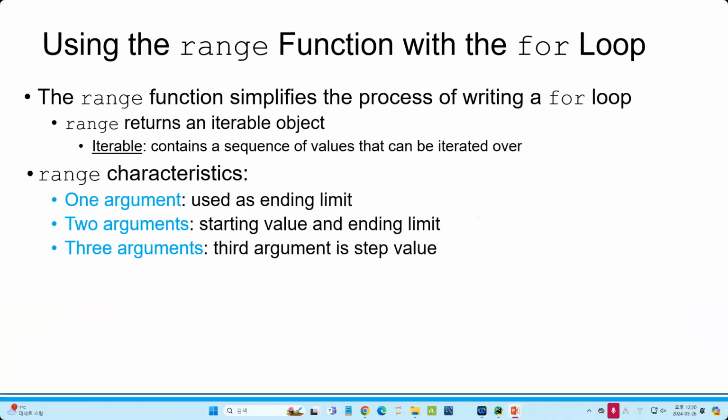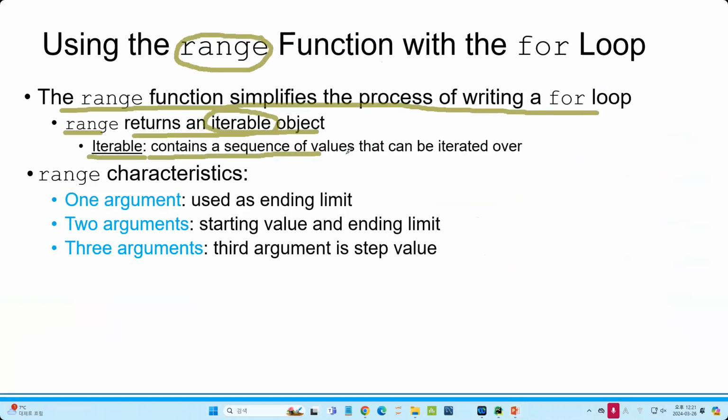In the loop, we can use range. The range function simplifies the process of writing a for loop. So range returns an iterable object. An iterable object means the iterable contains a sequence of values that can be iterated over.